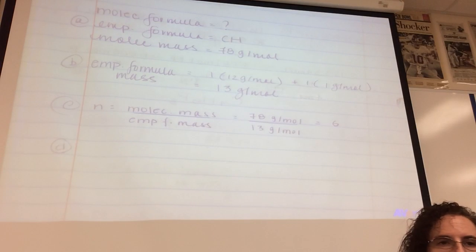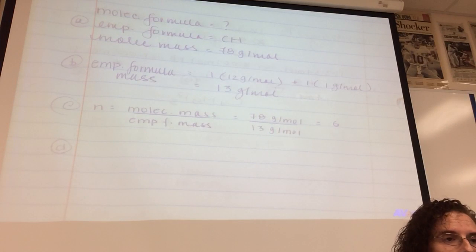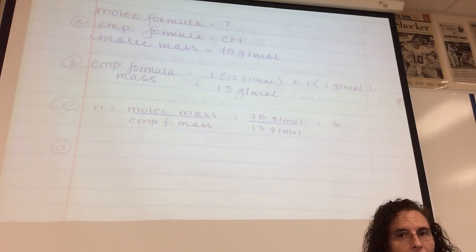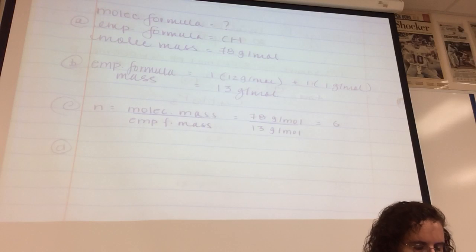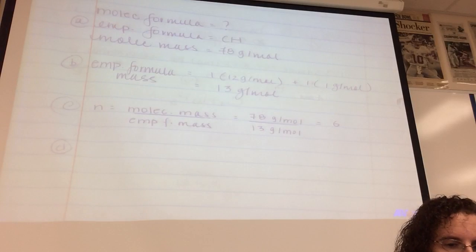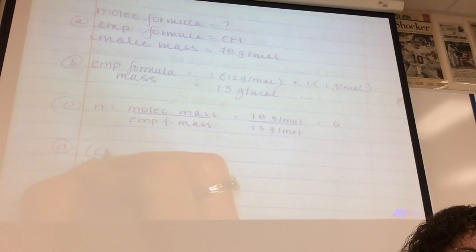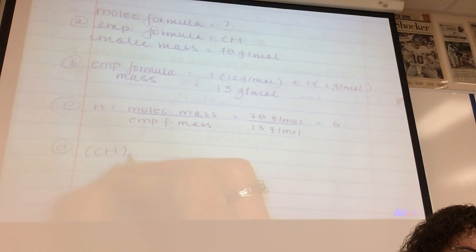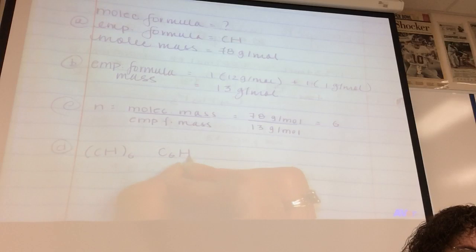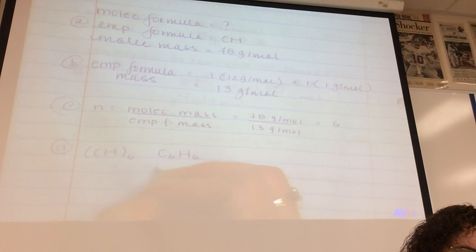And now we're going to apply the N, the multiple, to the empirical formula to determine the molecular formula. So the empirical formula is CH, the multiple is 6, C6H6. And that is my molecular formula.